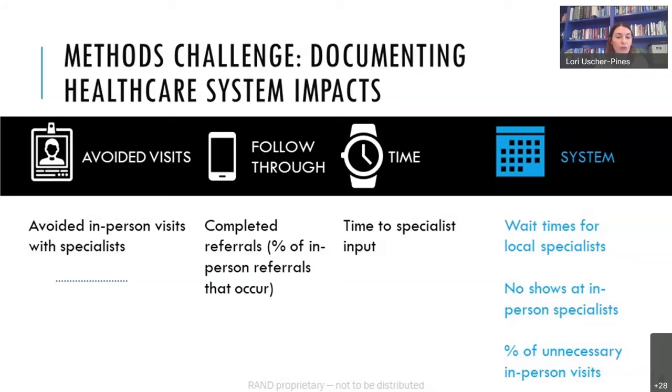Wait times for local specialists, no-shows at in-person specialists, proportion of unnecessary in-person visits at local specialists, you really won't be able to get those without partnering and getting a broader systems perspective, because they just won't be visible to evaluators.